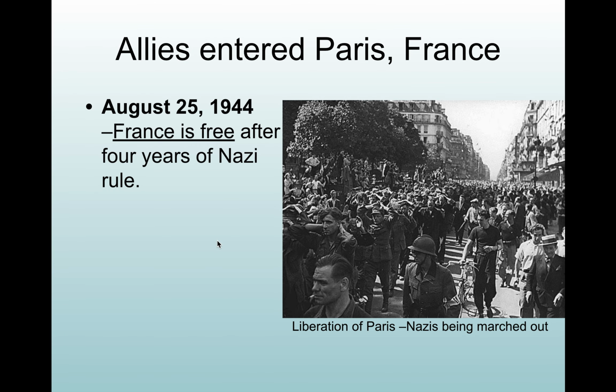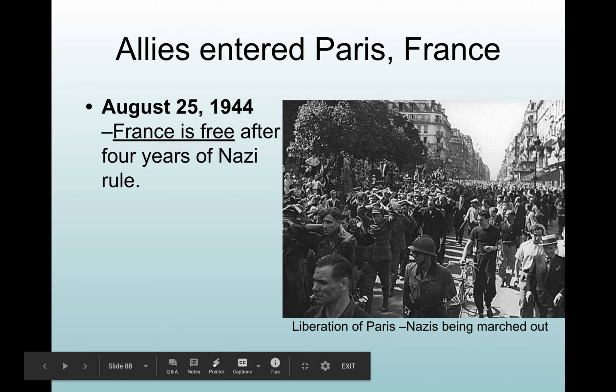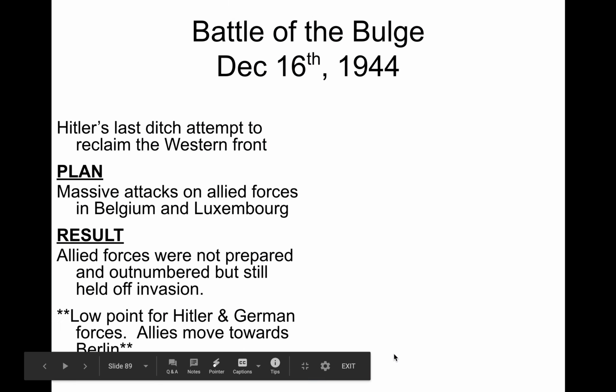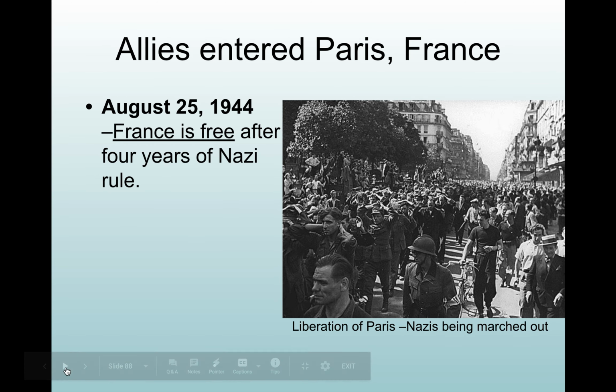The Allies got to Paris, France in just over 2 months. On August 25th, 1944, France is free after 4 years of Nazi rule. You see the Nazis being marched out of Paris here in the picture. You see their hands on their head. You see the guys here. This was the liberation, or freeing, of Paris. It was a huge deal.